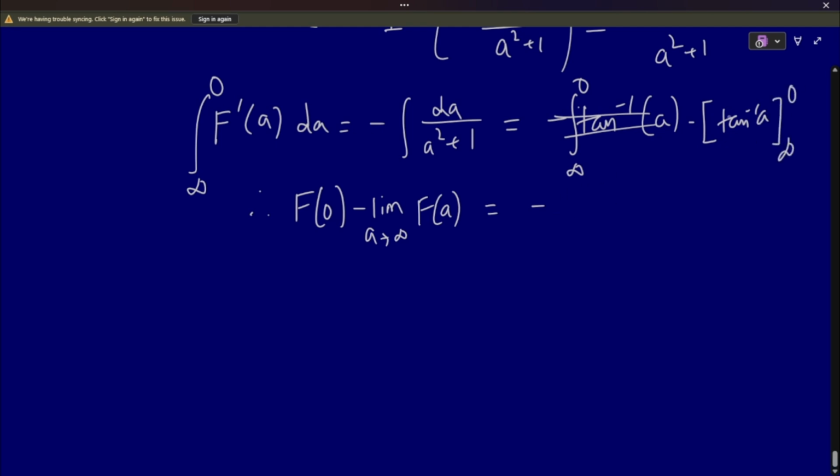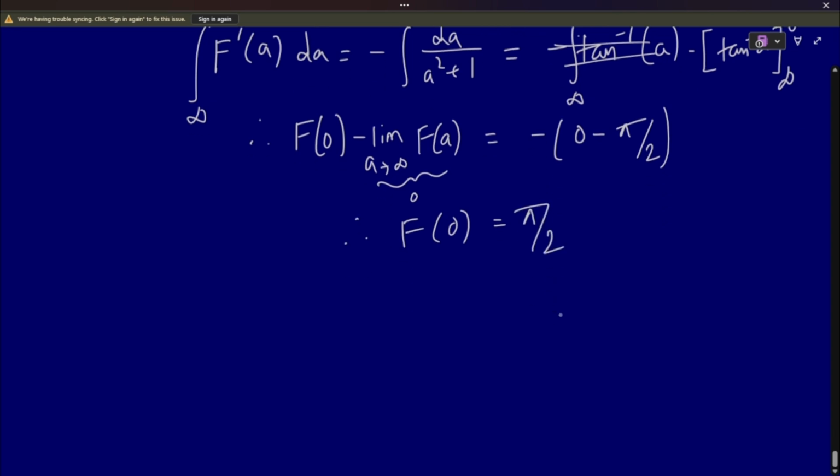So minus tan inverse 0, which is 0, and then minus tan inverse of infinity, which is minus pi upon 2, because you know tan of pi by 2 goes to infinity. Also, we have discussed that the limit of f of a is 0. This means that f of 0 should equal pi upon 2, or in other words, the integral of sin x upon x from 0 to infinity dx should also equal pi upon 2. And that completes our integral.